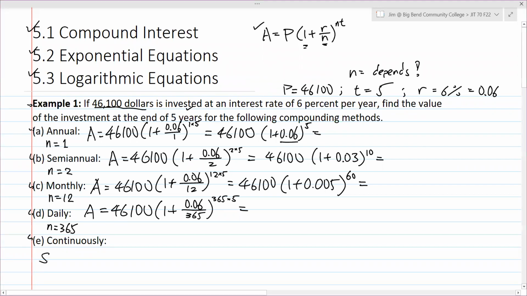All right, so for part E, this is probably not covered in the regular video, but to find how your amount works with continuous compound, you need a special equation, which is A equals P times e to the r times t. And e is called the exponential function.